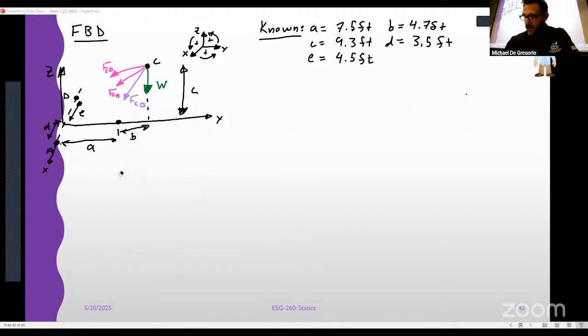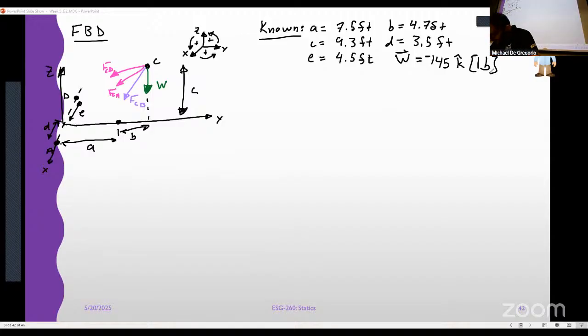What else do we know? Well, in this case, for part A, we know that the weight is 145 pounds, right? But specifically, if we're going to write it as a vector, which we should, it's negative 145 K, pointed straight down. And for this one, we want to find the tension in the cable AC, right? So FCA or FAC, however you want to write it.